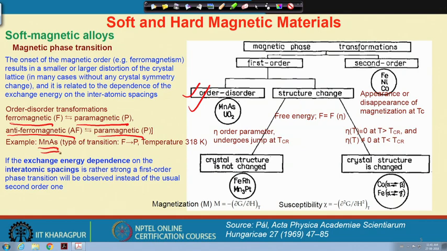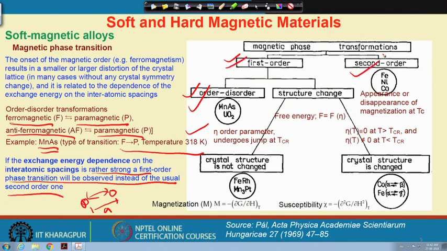Here, let us say manganese arsenide also shows a transition around 318 K. The main importance here is that if the exchange energy dependence on the interatomic spacing is rather strong, so let us say I have 2 atoms and the exchange energy is very much dependent on this interatomic spacing, then the first order phase transition will be observed instead of the usual second order one. So, this exchange interaction is one of the very important aspects to classify whether it is a first order or a second order type of transition.